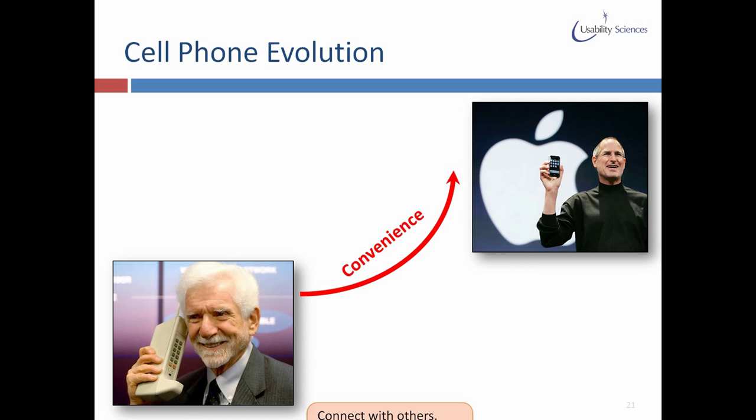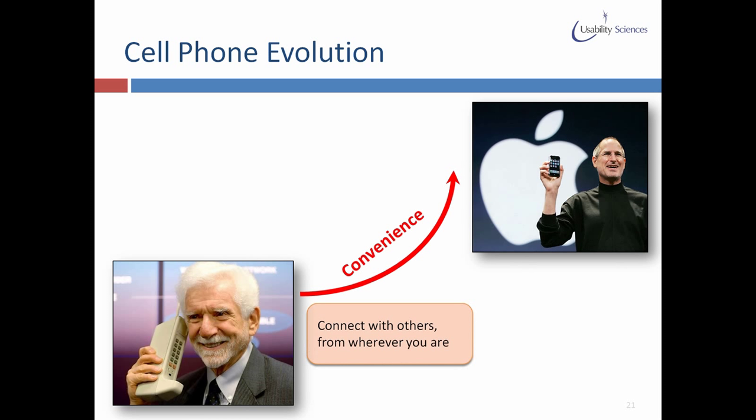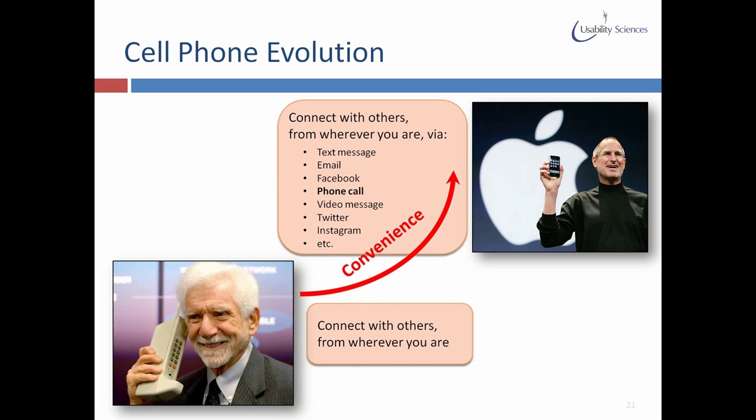So taking a look at the first phone, if you look at the value proposition, it was really all about connecting with others from wherever you are. And with the iPhone and smartphones in general, the exponential growth of convenience there, allowing you to text message, email, use a multitude of different devices, apps, or other means of communicating, again, just exponentially through the roof.